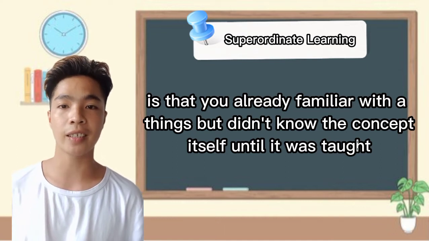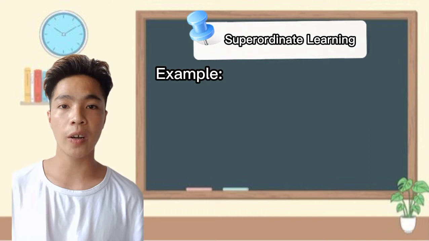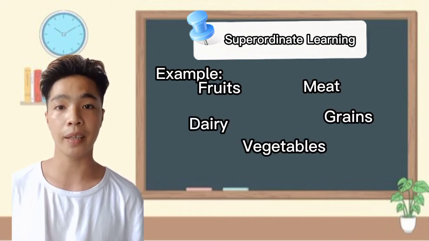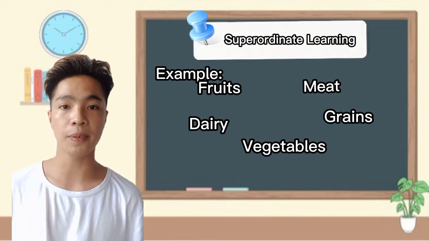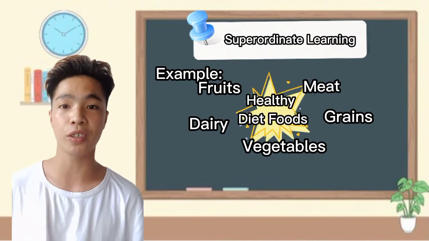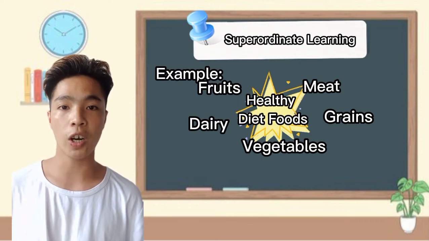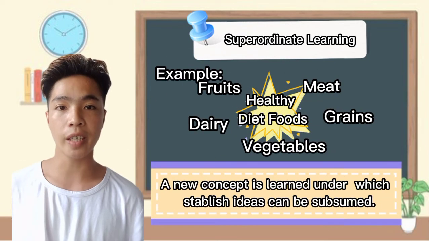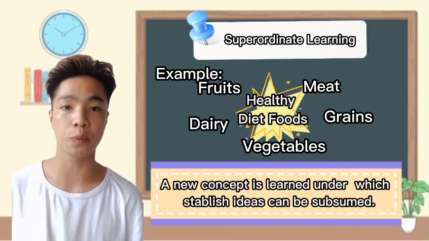Let's take this as an example. Imagine you are already familiar with fruits, dairy, vegetables, grains, and meat. But you didn't know what those foods were until you were taught that these were all kinds of healthy diet foods. In this case, you already know the examples, but you didn't know the concept itself until it was taught to you. Therefore, in superordinate learning, a new concept is learned under which established ideas can be subsumed.